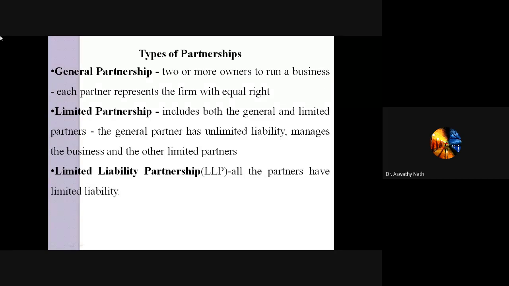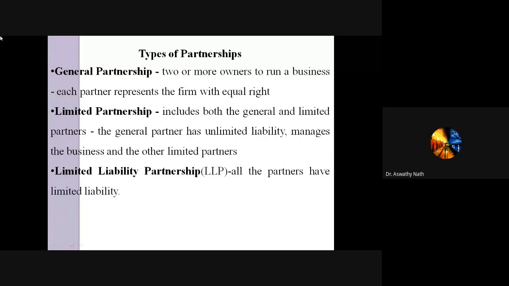Every partner in the partnership firm has equal right, and all partners can participate in management activities and other decision making activities, and they have the right to control the business. So all partners have an equal right in the management activities, decision making activities, and the control of the business also.